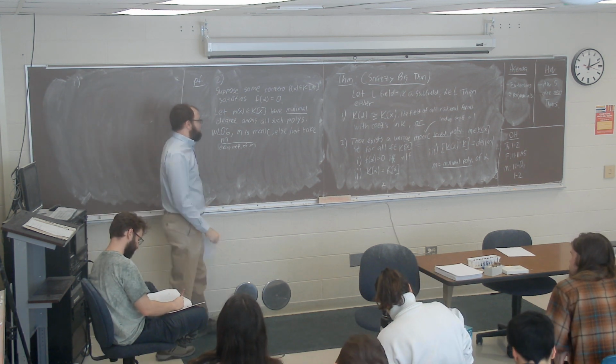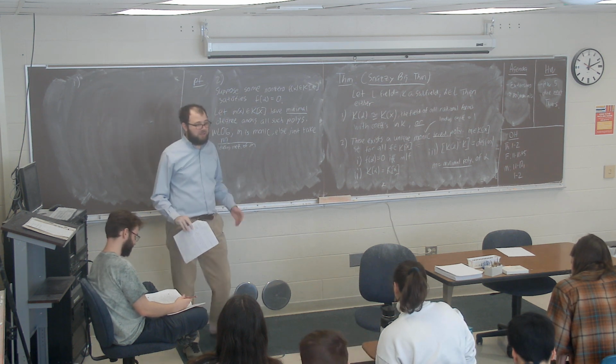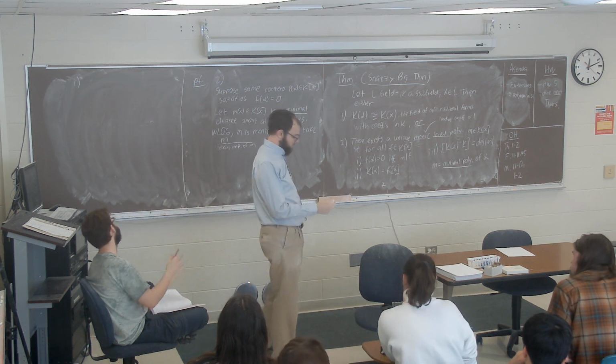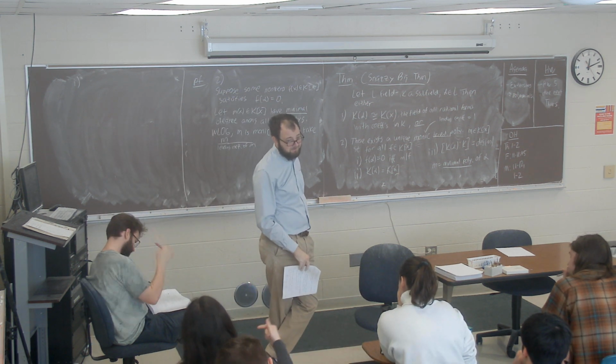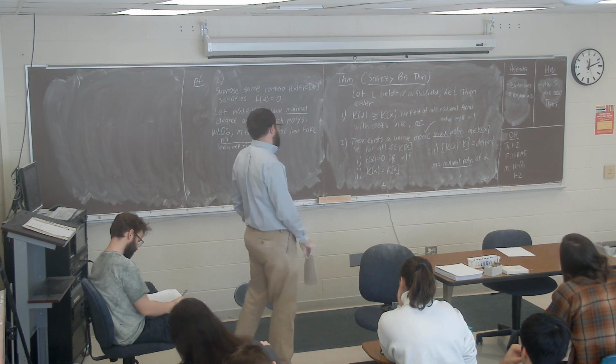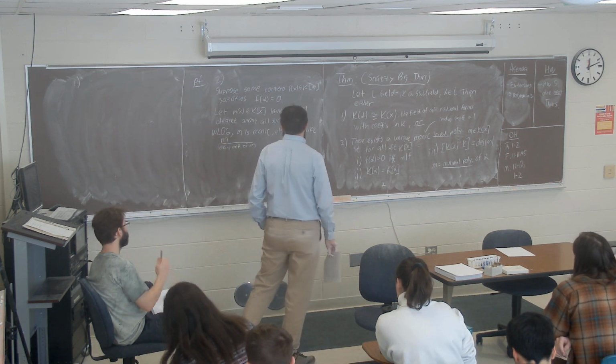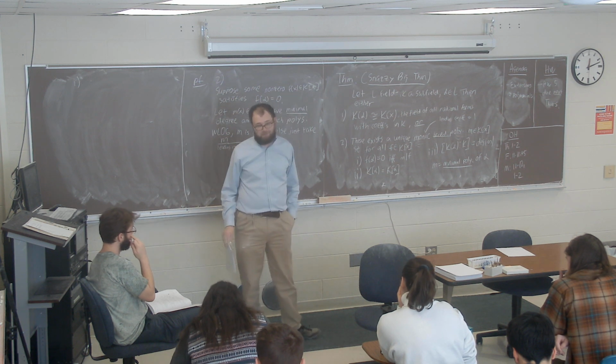We have an if and only if to prove. Well, one direction of the if and only if is pretty straightforward. Which direction? Backwards? Yeah, backwards direction. If m divides f, then the fact that m of alpha equals 0 guarantees that f of alpha equals 0.